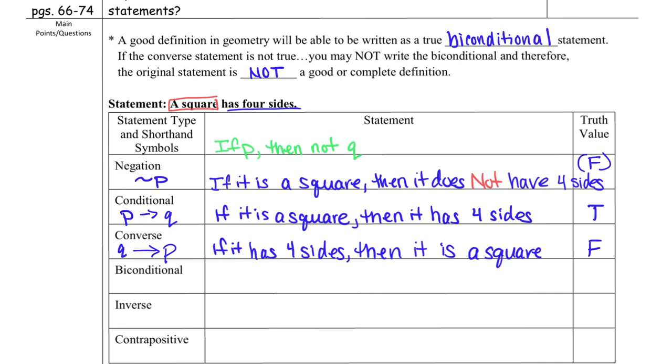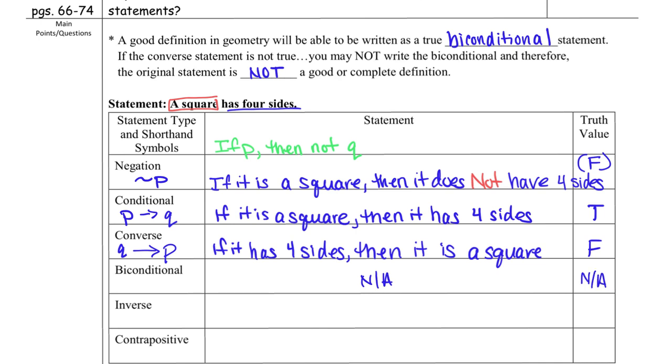This is false because just because it has 4 sides, it doesn't necessarily mean it's a square, like we did the other day. There's rhombuses and rectangles. So if the conditional is true and the converse is false, we cannot write a biconditional statement. Remember, biconditional statements, we can only write those if both of these truth values for the conditional and the converse are true. So this one would just be not applicable.